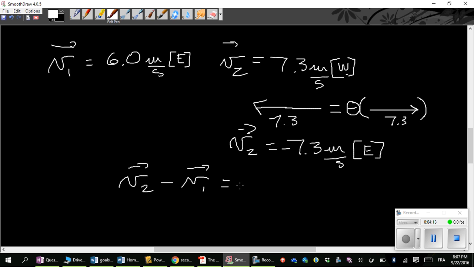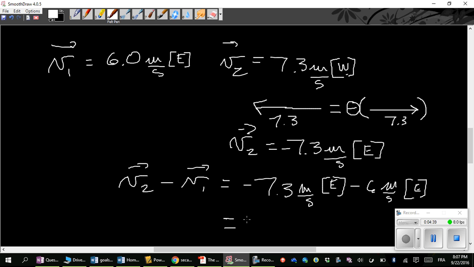So v2 was negative, so negative 7.3 meters per second east, minus, so you see what's going to happen. It's going to get bigger, but negative, minus 6 meters per second east. And that's going to give us negative 13.3 meters per second. Now my direction total is east.